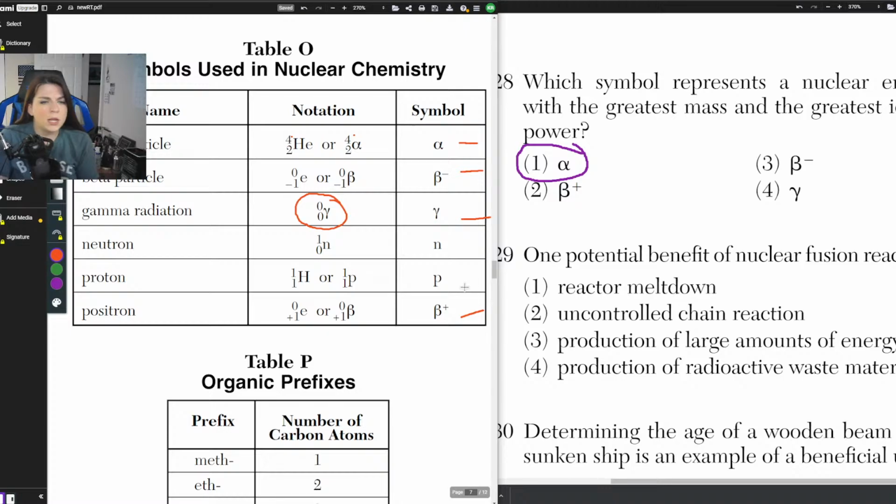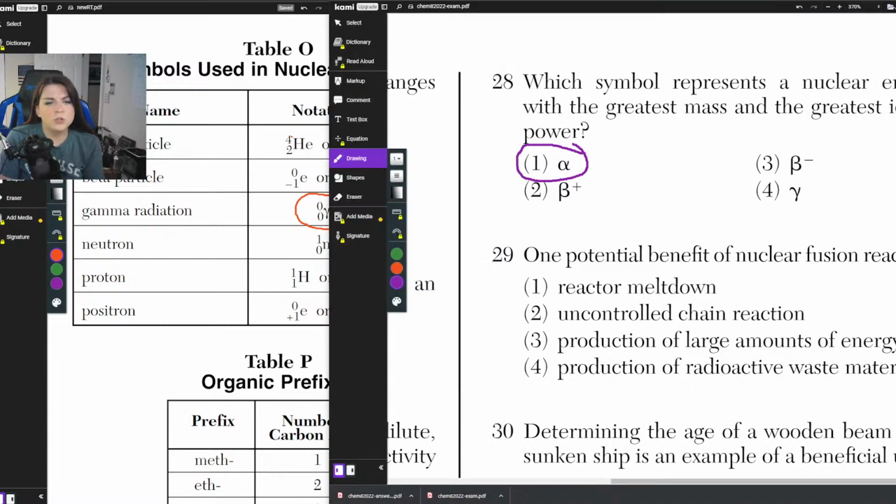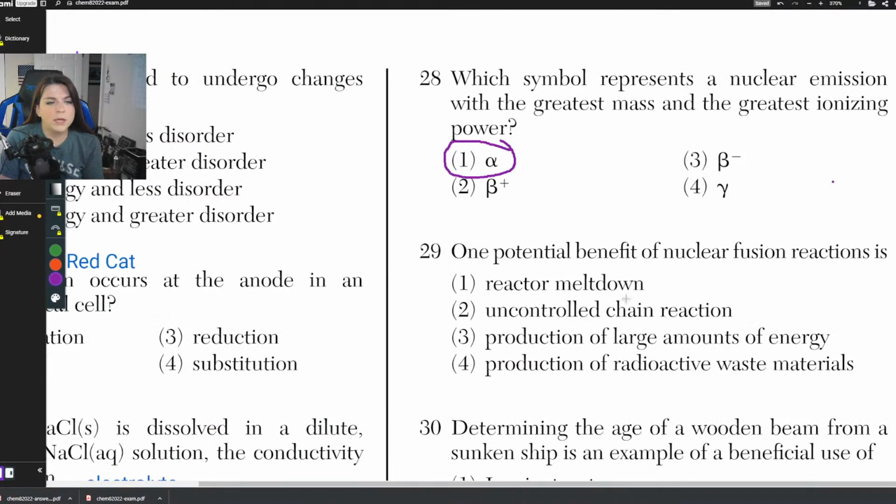Okay, 29. One potential benefit of nuclear fusion reactions is... Okay, so benefit, obviously it has to be a good thing. I don't know how a reactor meltdown or an uncontrolled chain reaction would be a good thing. So let's just take those out right away. Who wrote these questions? Nuclear fusion. We are going to get a lot of energy. That's why we like the idea of nuclear power.